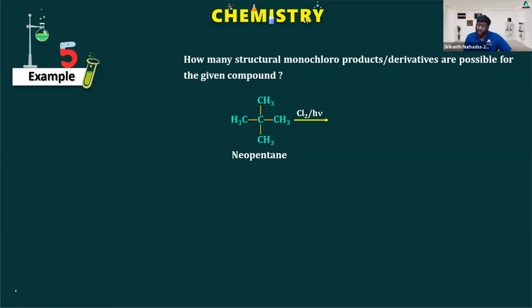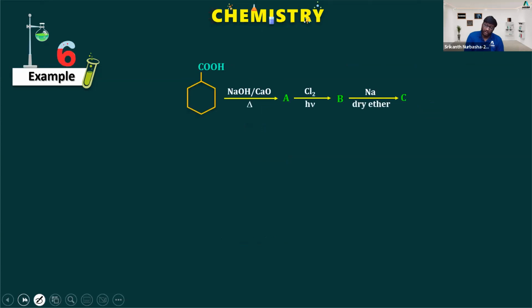How many structural monochloro products are possible in this compound? One. Only one, that is CH3, CH, CH2Cl, CH3, CH3. Because only one type of hydrogen is possible.